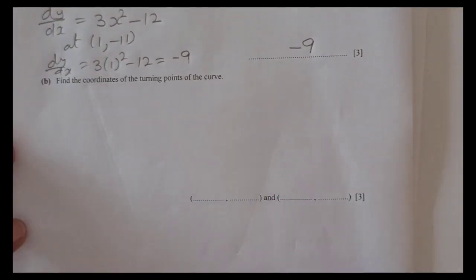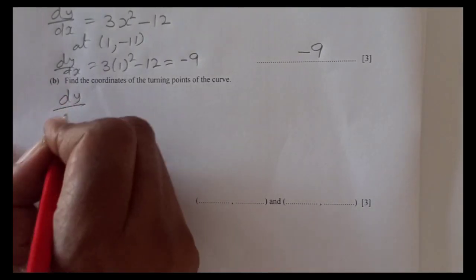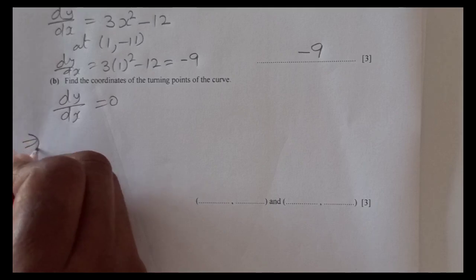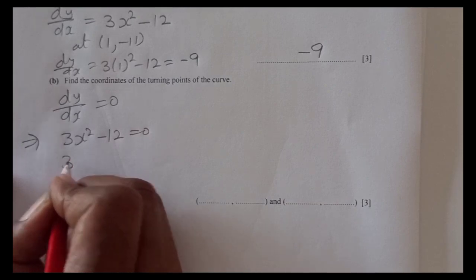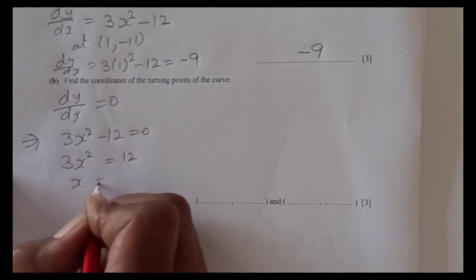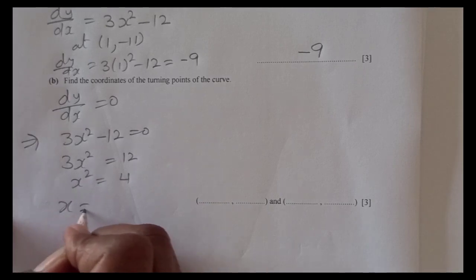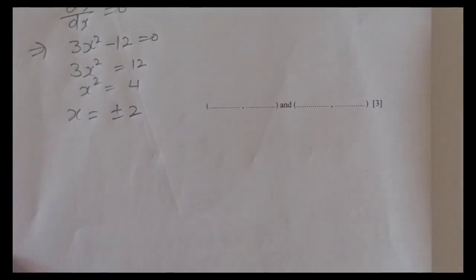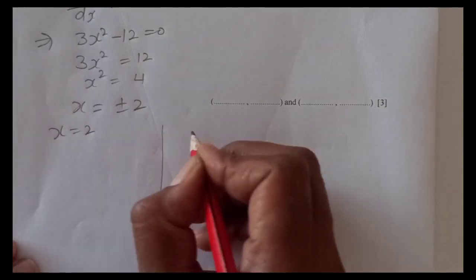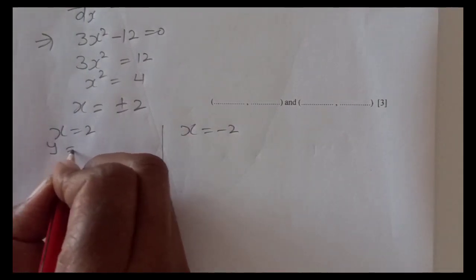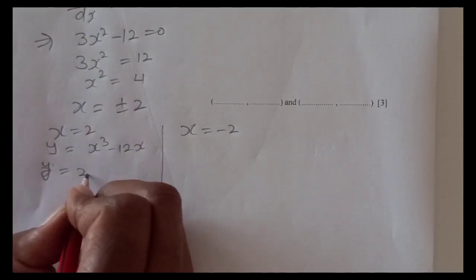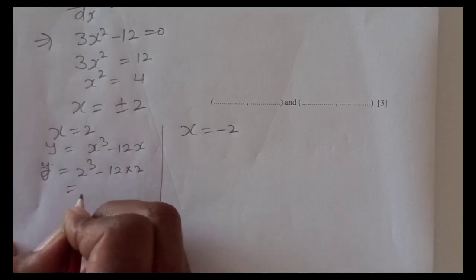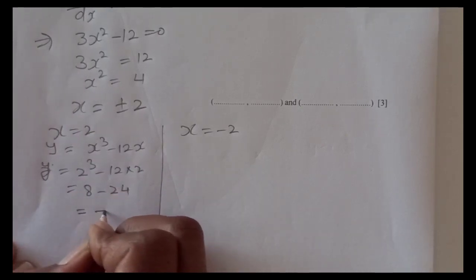Find the coordinates of the turning point of the curve. For the turning point, we will substitute dy/dx as 0. So that means 3x squared minus 12 is going to be 0. So 3x squared equals 12, and x squared equals 4. So x is going to be plus or minus 2. Now we will look for the values when x is 2 and when x is minus 2. Y is equal to x cubed minus 12x. 2 cubed minus 12 times 2 is 8 minus 24, which is negative 16.